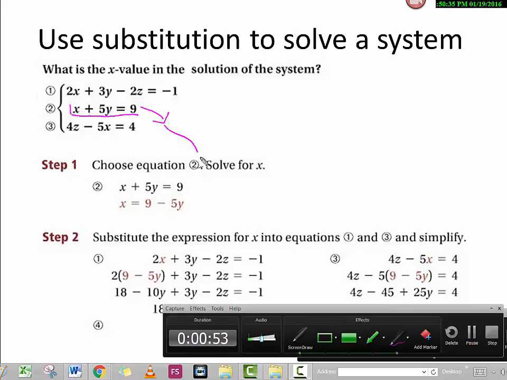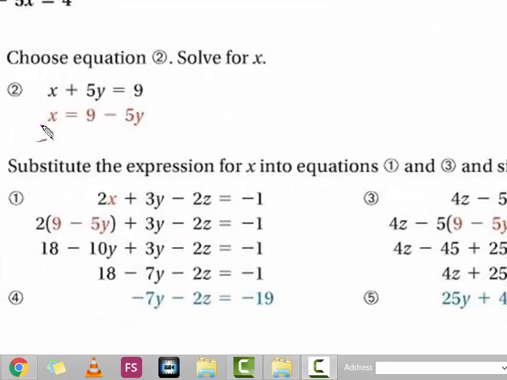So in this case, we solve for x. x equal to 9 minus 5y. All you have to do is isolate x by subtracting 5y on both sides, so you end up having 9 minus 5y. Once we know x equal to 9 minus 5y, now we can substitute all x with 9 minus 5y, just like this.